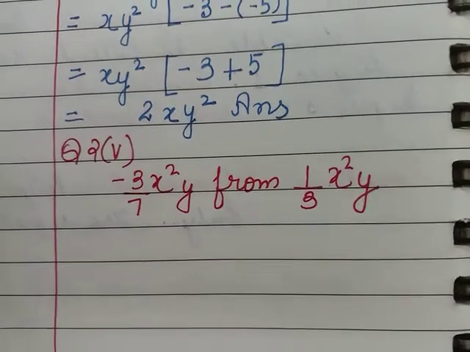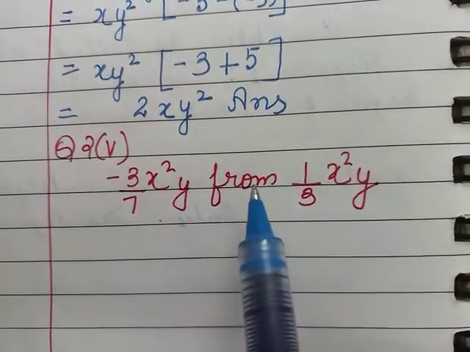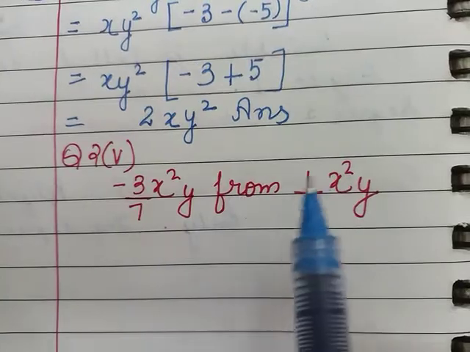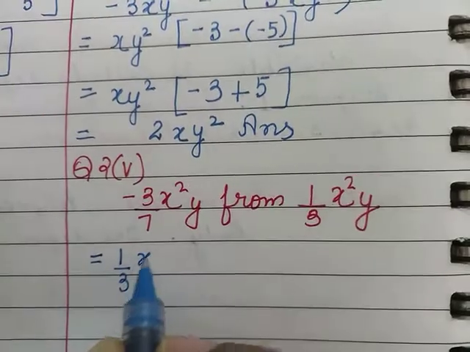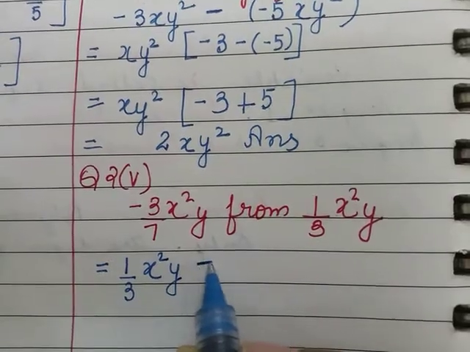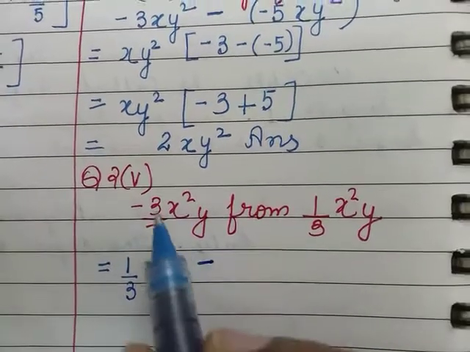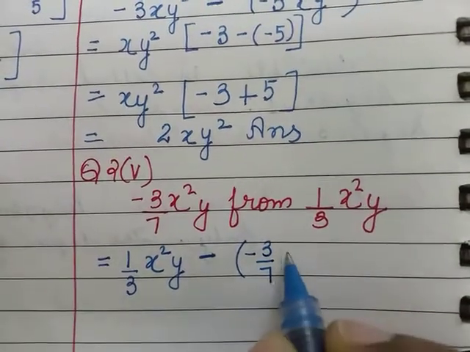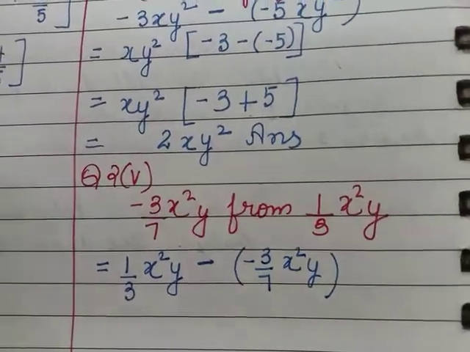Now we proceed with question number 2, fifth part. They are saying subtract minus 3 by 7 x square y from 1 by 3 x square y. So whatever we have after the word from, first we write that. So we write 1 by 3 x square y. Now as we are subtracting, we put the sign of minus, and we are going to subtract minus 3 by 7. As 3 by 7 already has a negative sign, we keep that negative sign inside the bracket. So this is the first step, that we have written the mathematical expression correctly.